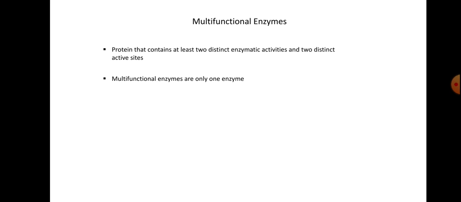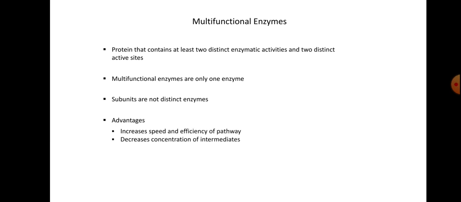Okay. Now, what are multifunctional enzymes? Multifunctional enzymes are proteins that contain at least 2 distinct enzymatic activities and 2 distinct active sites. These are only one enzyme, and unlike complexes, do not have more than one. Their subunits are not distinct enzymes. Okay, so what are their advantages? Multifunctional enzymes increase the speed and efficiency of a pathway, and they decrease the concentration of intermediates, because obviously active site after active site is helping in successive reactions. So you're not letting any reactants sit around, you're not letting any intermediates sit around, you're producing products and you're pushing them forward.